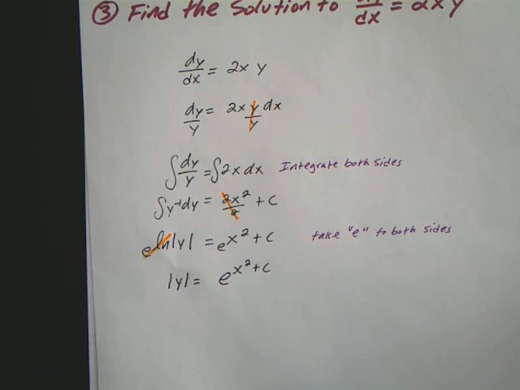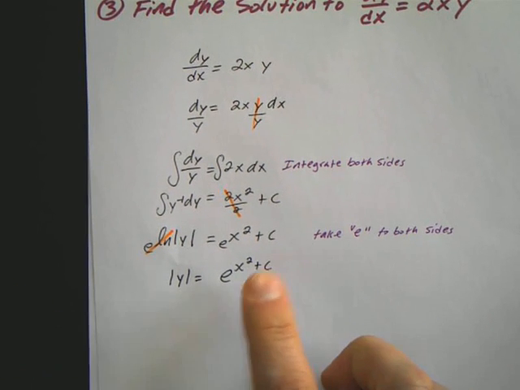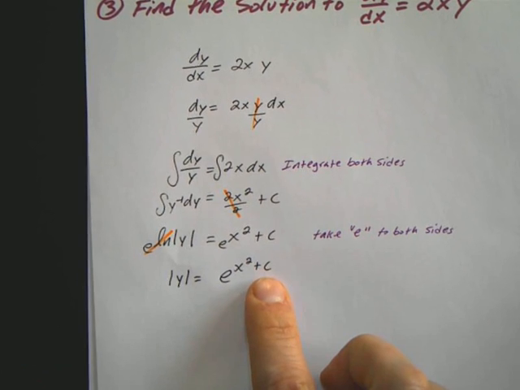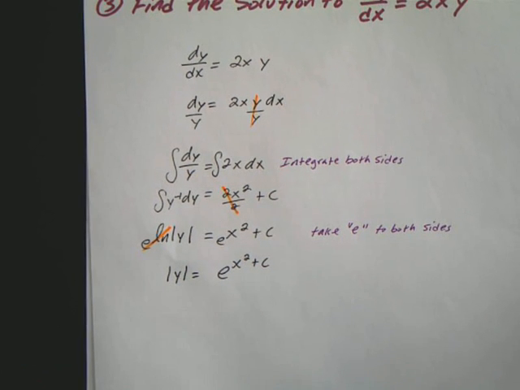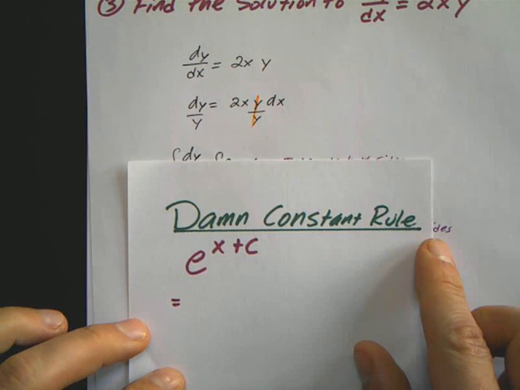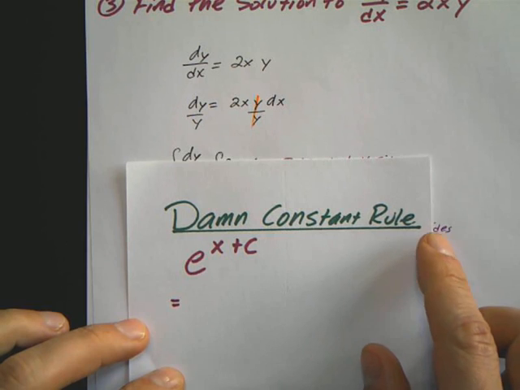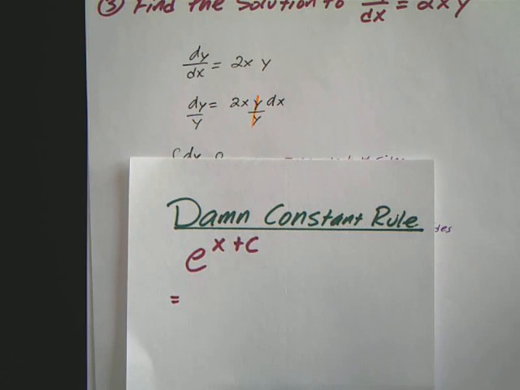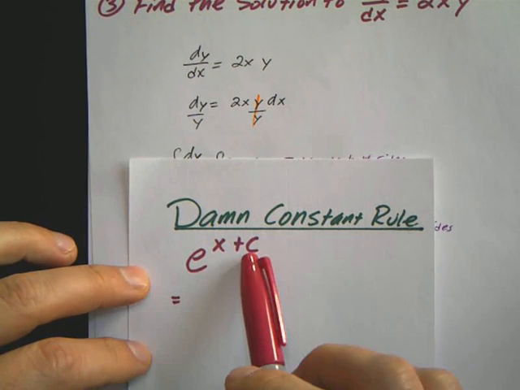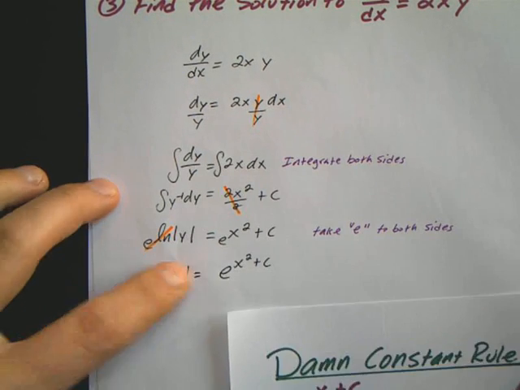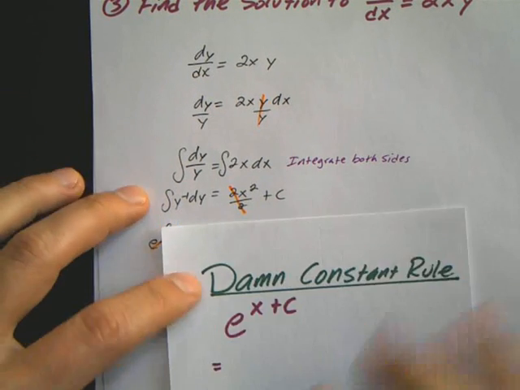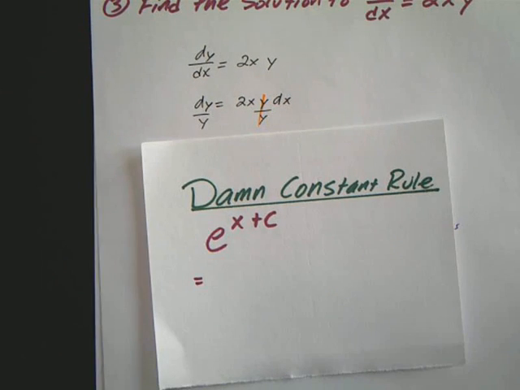Now here's something that I came across many times in my studies of calculus, and I would always get this wrong. So I developed something called the damn constant rule. Let's say you have e to the x plus c, much like we have over here, but this is x squared, but it applies to any exponent.